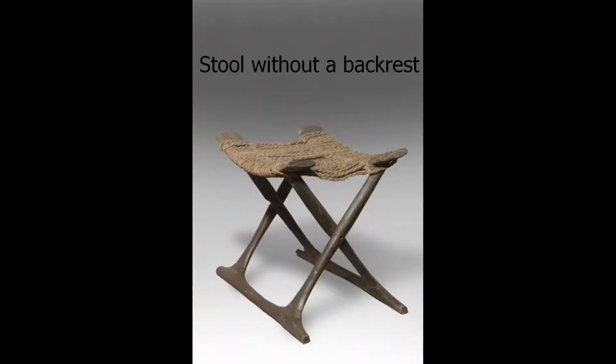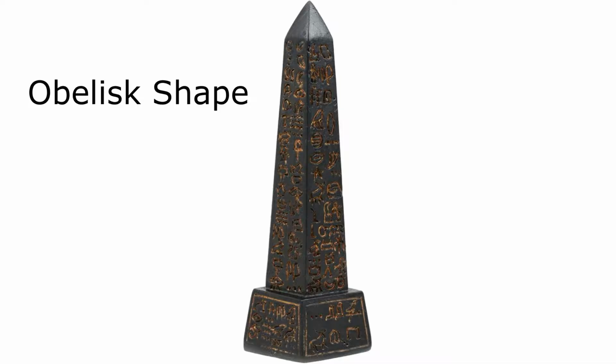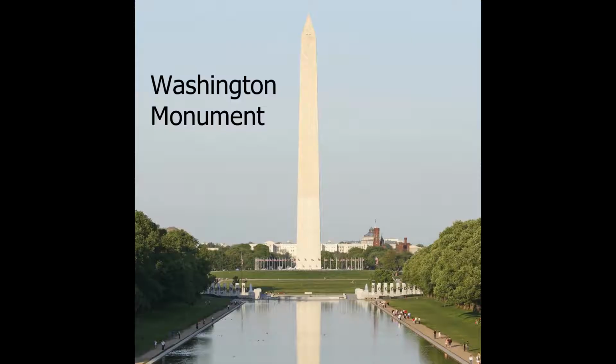The next furniture we can thank the Egyptians for is the stool without a backrest. Here you have an Egyptian stool from that era. An interior detail and shape that was invented during this time and that we see today in our homes is the obelisk shape. This shape can also be seen in architecture, like the Washington Monument, for example.